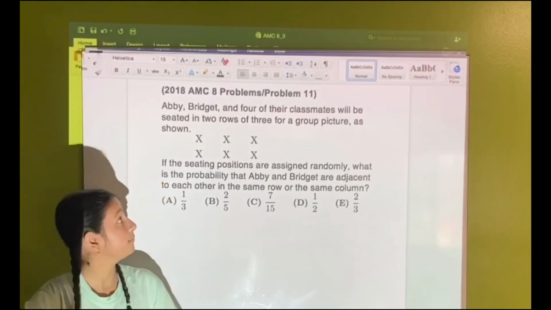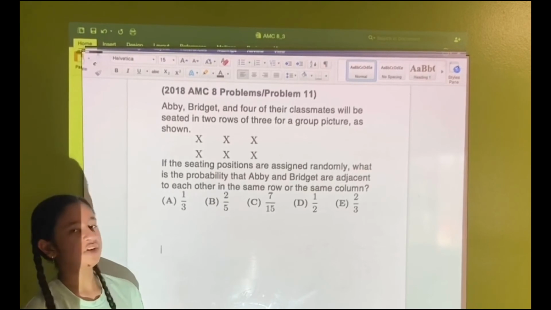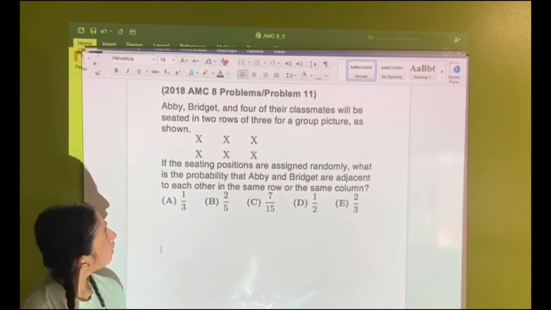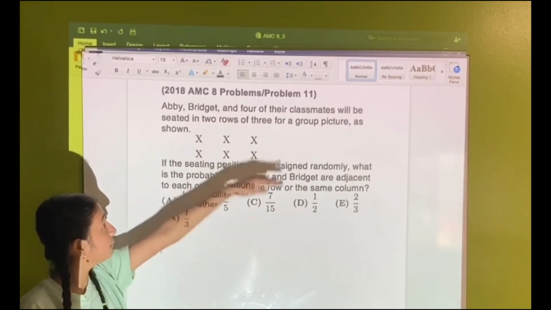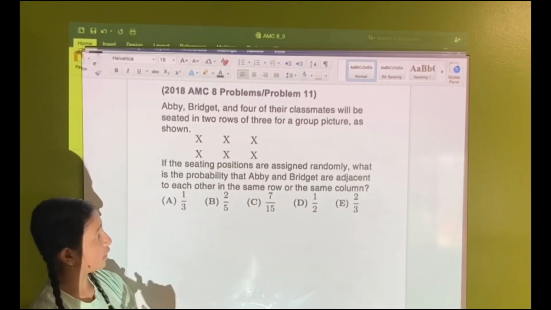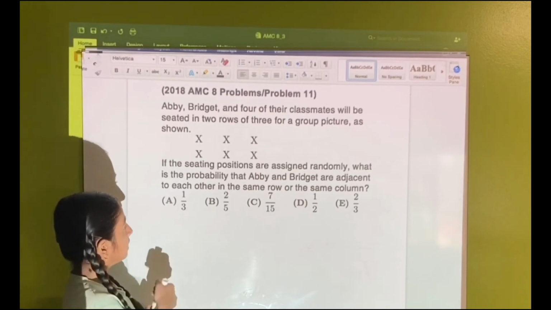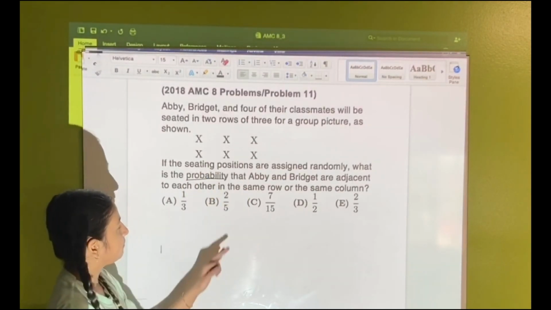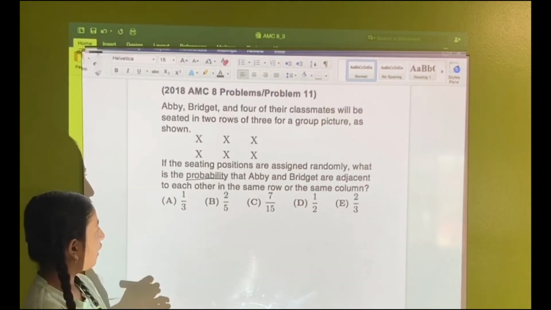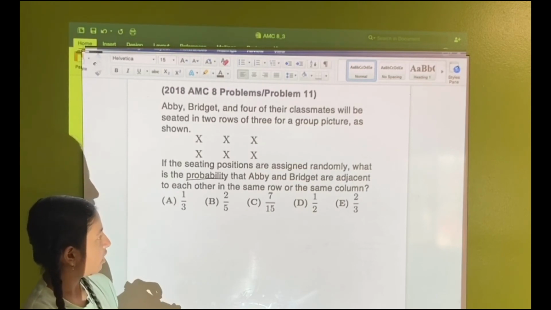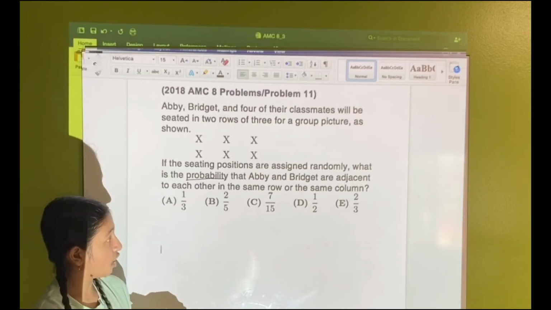Next problem. Abby, Bridget, and 4 of their classmates, a total of 6 people, will be seated in 2 rows of 3 for a group picture as shown. If the seating positions are assigned randomly, what is the probability that Abby and Bridget are adjacent to each other in the same row or the same column?